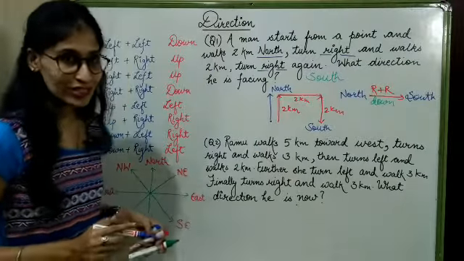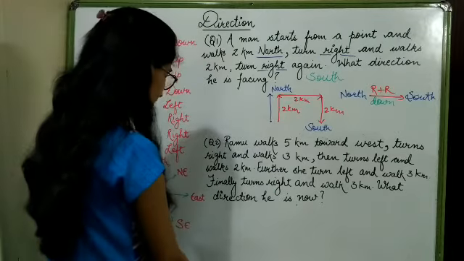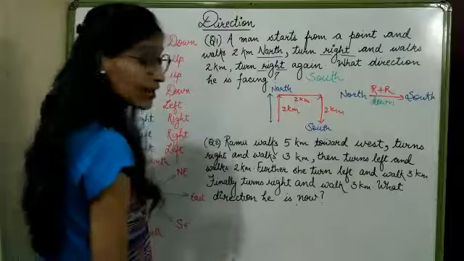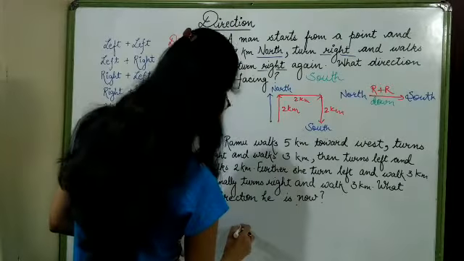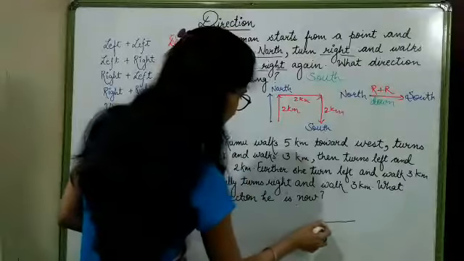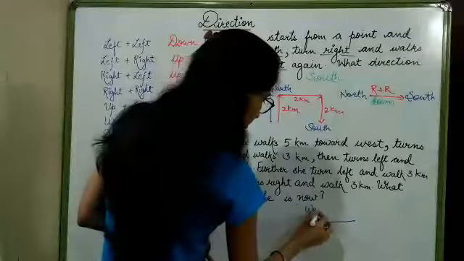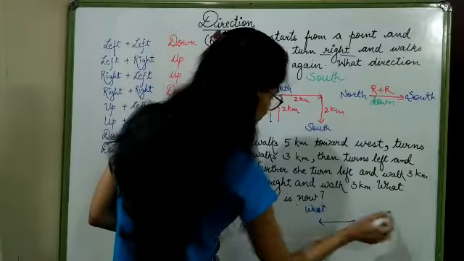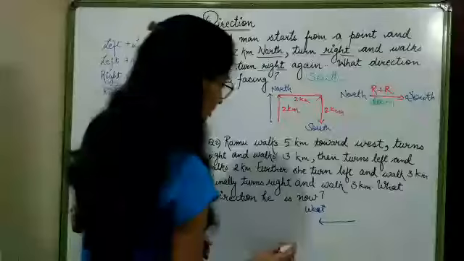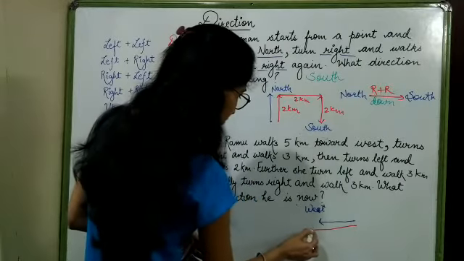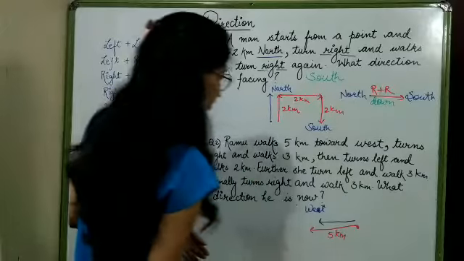Let's solve one more question. Ramu walks 5 km towards west. Now first I have to mark the west direction. 5 kilometers towards west. This is the west direction. This is west, so opposite will be east. Ramu walks 5 kilometers towards west. So this is 5 km and this is his starting point.